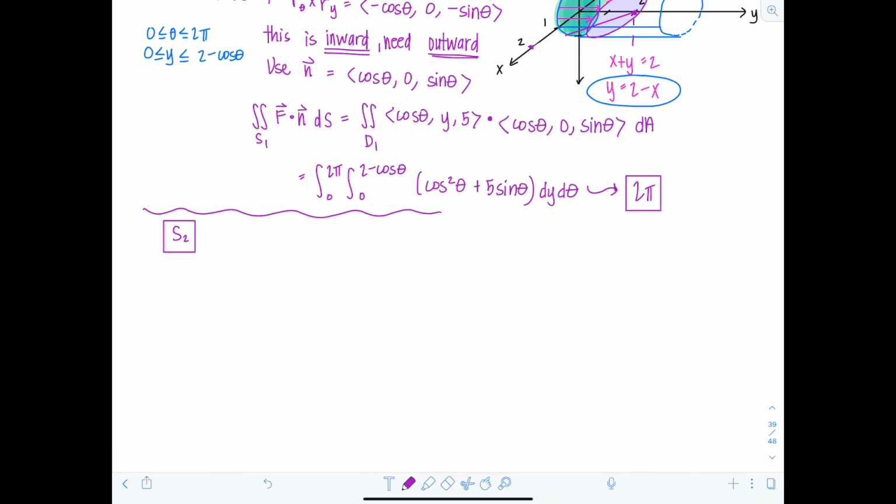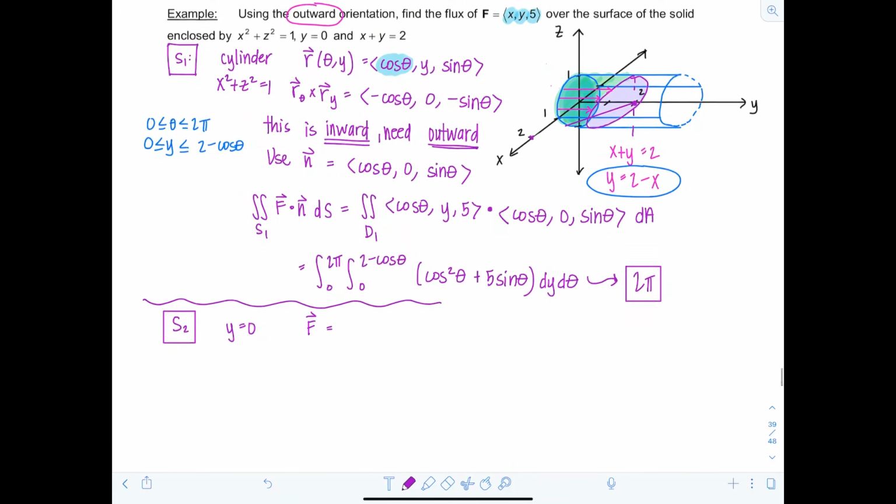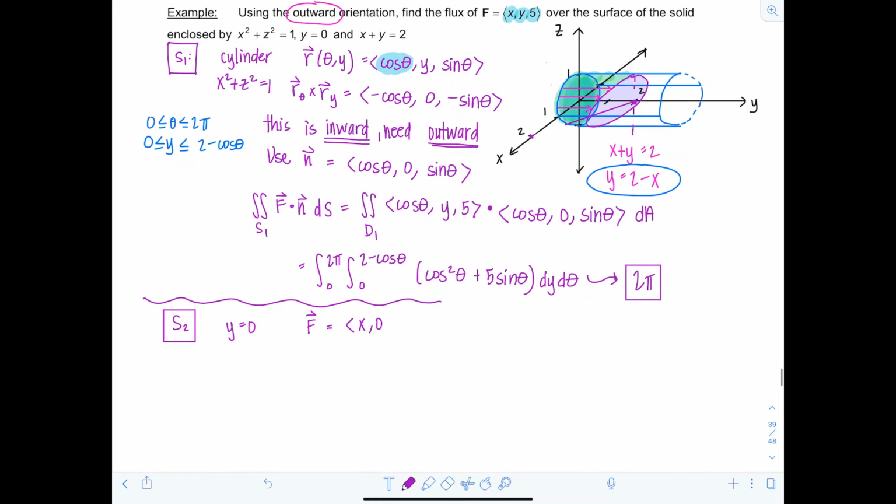Surface 2 was the plane y equals 0. So my vector field, again, go back. Your vector field has components x, y, 5. Well, on the surface y equals 0, your vector field is going to become x, 0, 5.